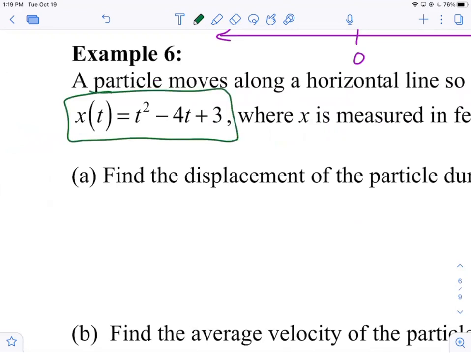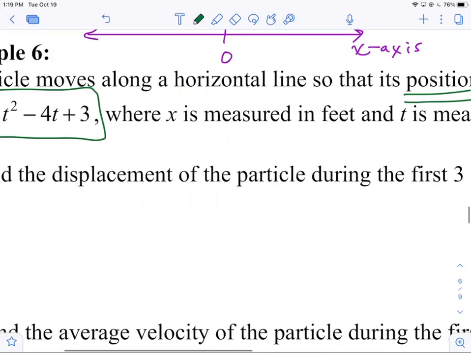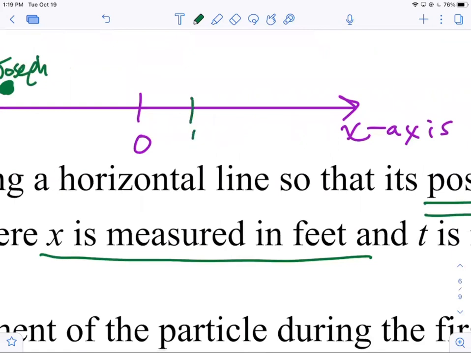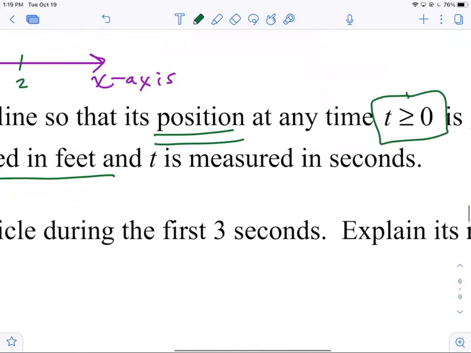If a particle is moving left and right, we'll call its position on that x-axis x of t. If it ends up moving on a vertical line, we typically call its position y of t, all right? So x is its horizontal placement on the number line at t, all right? And it's a quadratic. Now, do we have units? Yeah. x is measured in feet, right? So like, here's the number line, 1, 2. We're just pretending like that's 1 foot away, 2 feet away. Got it? And t is measured in seconds.